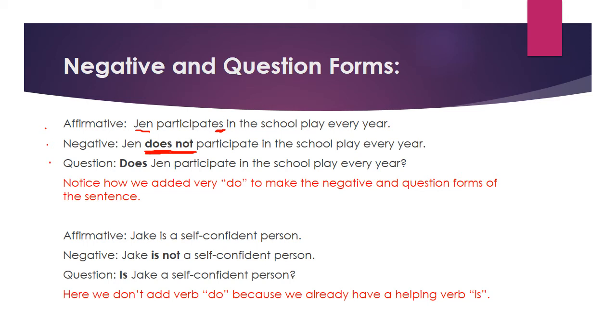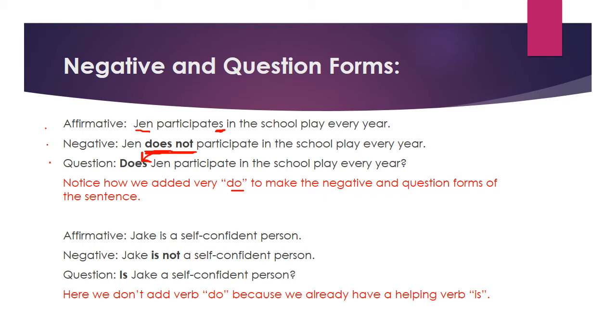In the question form, does. You put the verb at the beginning. Does Jen participate in the school play every year? Notice how we added verb do to make the negative and question forms of the sentence. In any given sentence, if you do not have a helping verb like am, is, are, have, you have to add the verb do in order to make negative and question form.